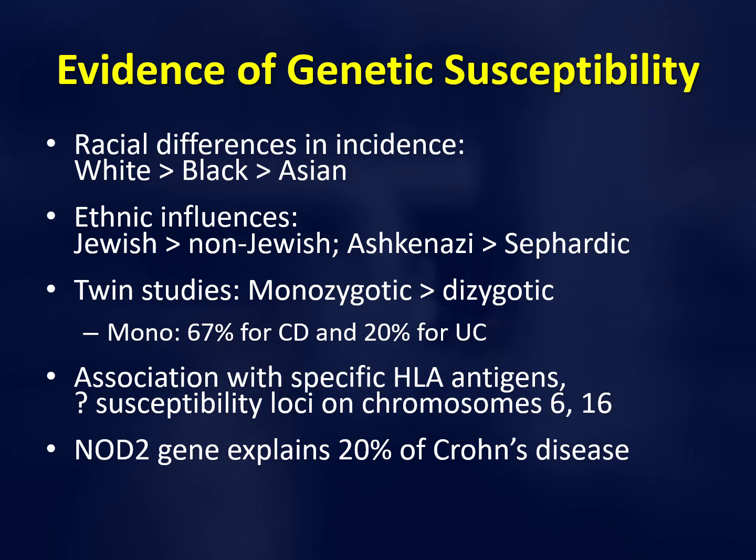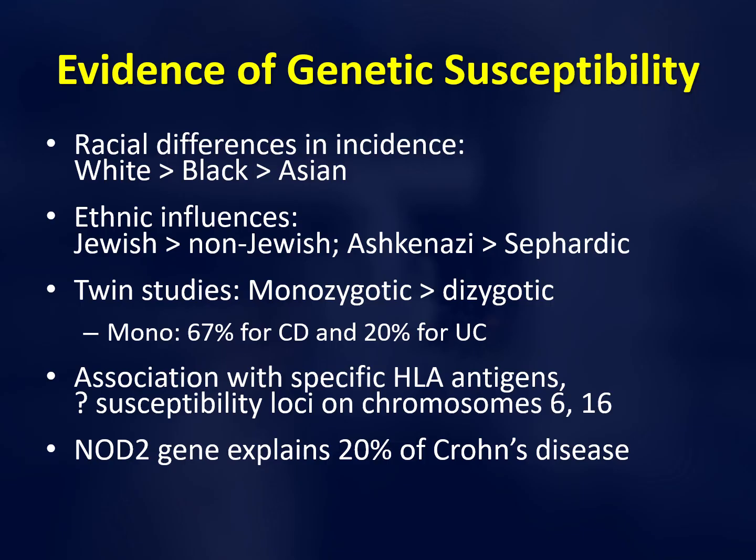This slide summarizes the evidence of a genetic susceptibility predisposing to inflammatory bowel disease. First, racial differences exist in incidence between white, black, and Asian. Asian people have the lowest prevalence of IBD. Why is that? Because they have a different genetic background than white people and black people.